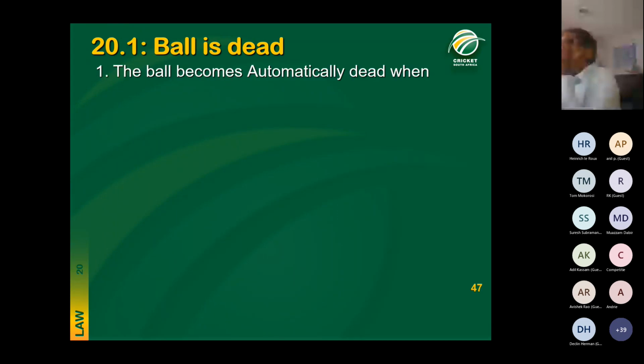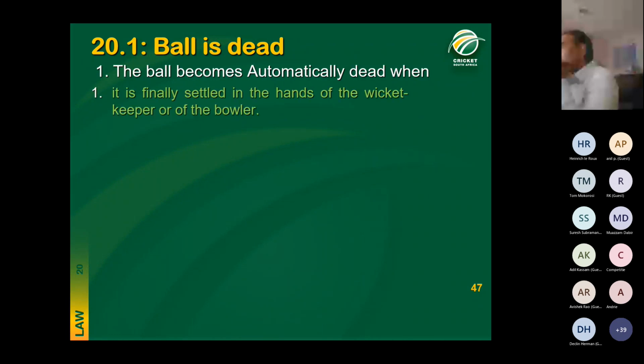Dead ball. The ball either becomes automatically dead, and there are 8 instances, or there are 14 instances where either umpire calls and signals dead ball to inform the players that the ball is dead. Even though the law tells us that there are certain instances where the ball automatically becomes dead, good umpiring technique is at times to call and signal dead ball. Lots of players don't know the law. It's just to inform the players.